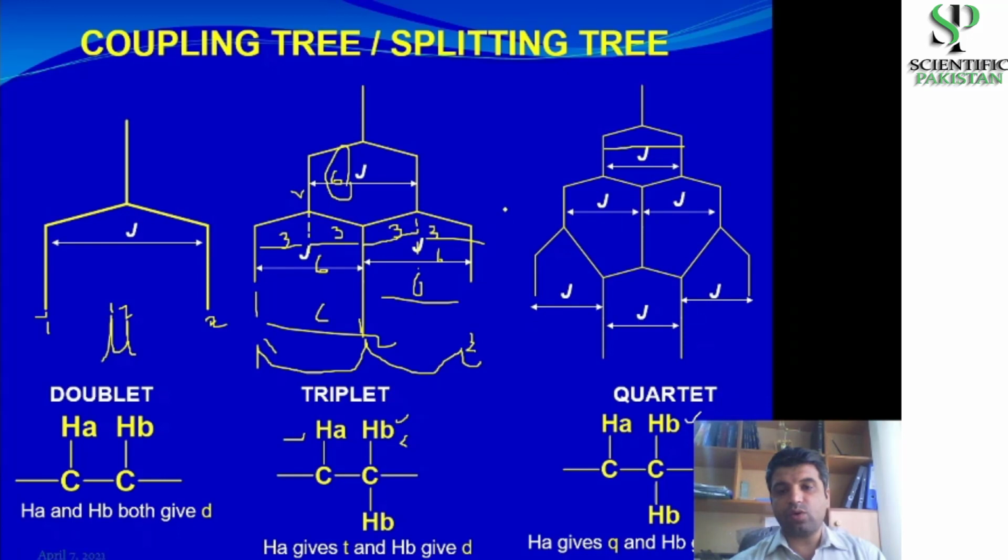So when you have a quartet which looks like this, and you label them as 1, 2, 3, and 4, the difference between 1 and 2 is exactly equal to the difference between 2 and 3, which is equal to the difference between 3 and 4. So no matter which difference you take, you will have the same value. Similarly, a quartet will also have only one J value, or one coupling constant value.